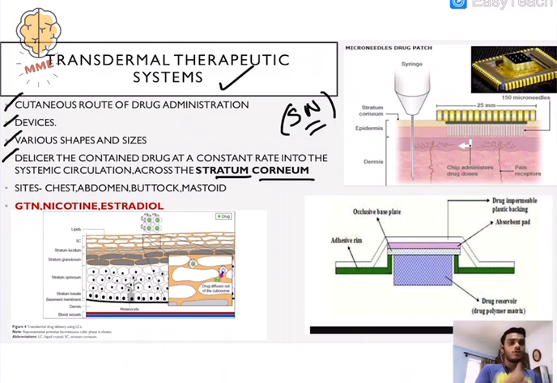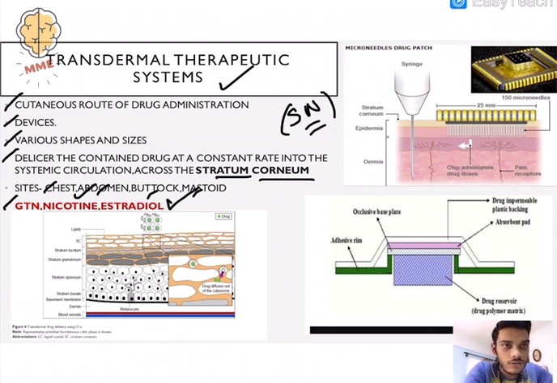We have these patches, which we can stick on our skin, and via the stratum corneum, these patches will contain certain drugs, and these drugs will be delivered into our circulation through our skin, right? And what are the sites? We can apply them on our chest, on our abdomen, on our buttocks, or on our mastoid. And examples include glyceryl trinitrate, which we often use for angina pectoris, nicotine, or estradiol.